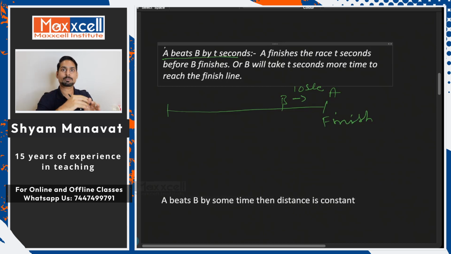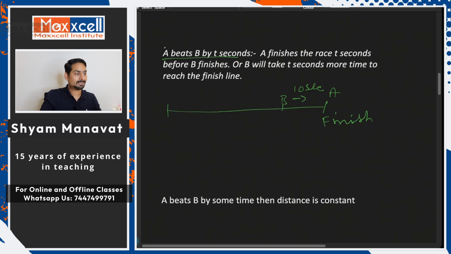But at the end, B is going to reach the finish line, right? But B is going to take more time. So speed is definitely different. B is going to take more time, that means time is also different. And B will take 10 seconds to reach the finish line. So when B reaches the finish line, that means B is also completing the race.